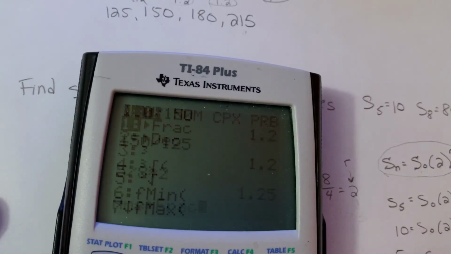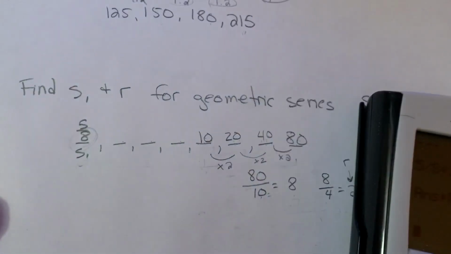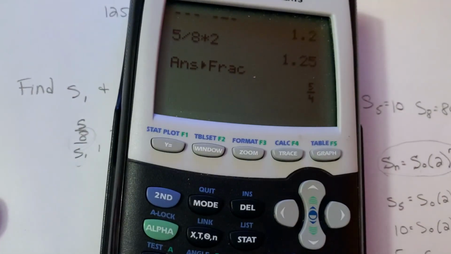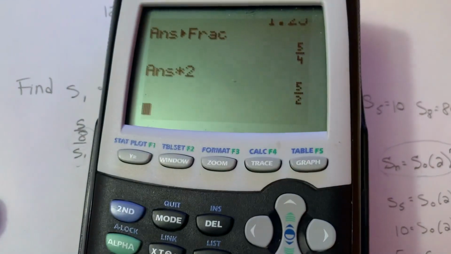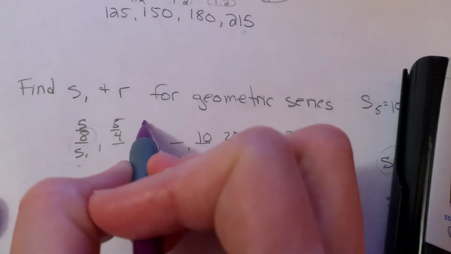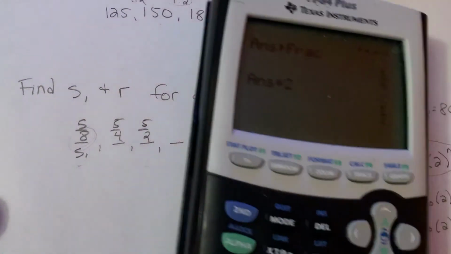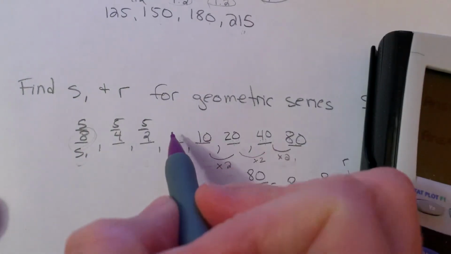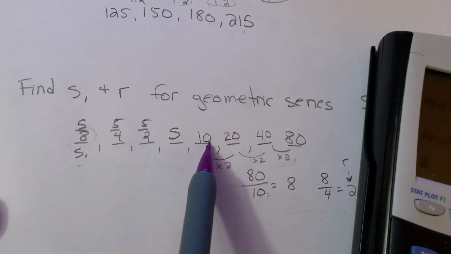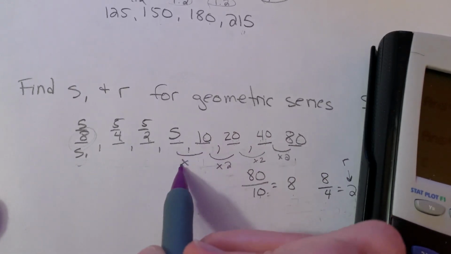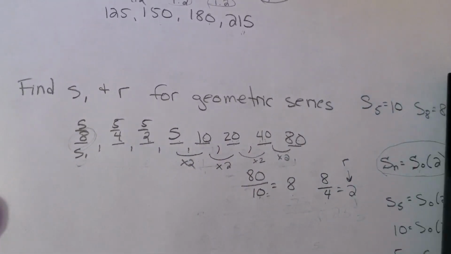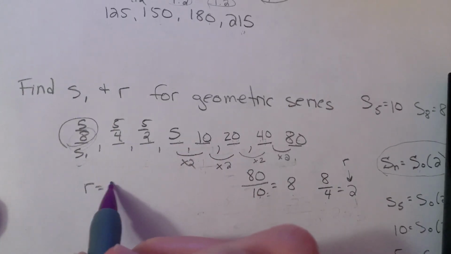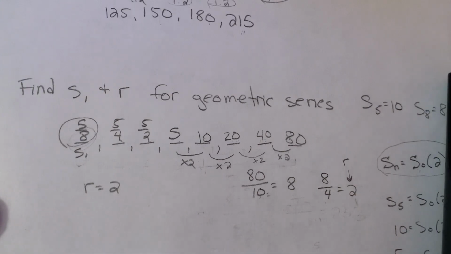Let's turn that into a fraction. I get 5/4. So my second term is 5/4. Times 2, I get 5/2. Keep going, times 2 again. I get 5. Oh, this is looking good. 5 times 2 is 10. So I know that I did it correctly. So my first term is 5/8 and my R was 2. Okay, that is it.